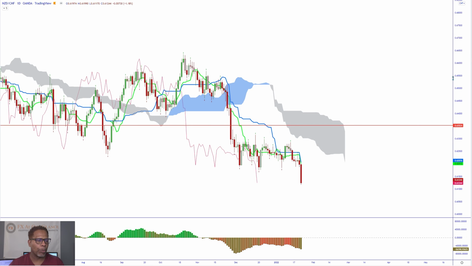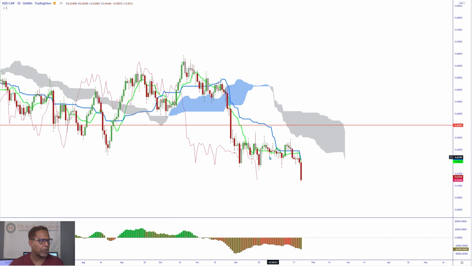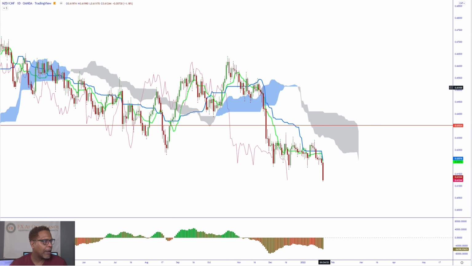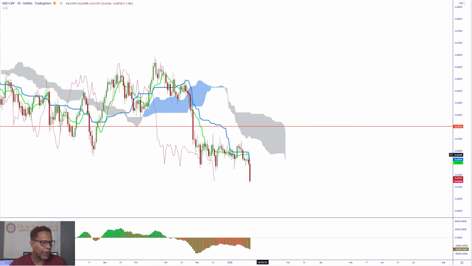All right, so this is a bearish market. We had some consolidation here, but it looks like we broke consolidation. So what I'm looking for, New Zealand dollar Swiss franc, I do like the bearish market still. Everything on Ichimoku is bearish. So what I'm going to look for is this. We just broke this level right here.